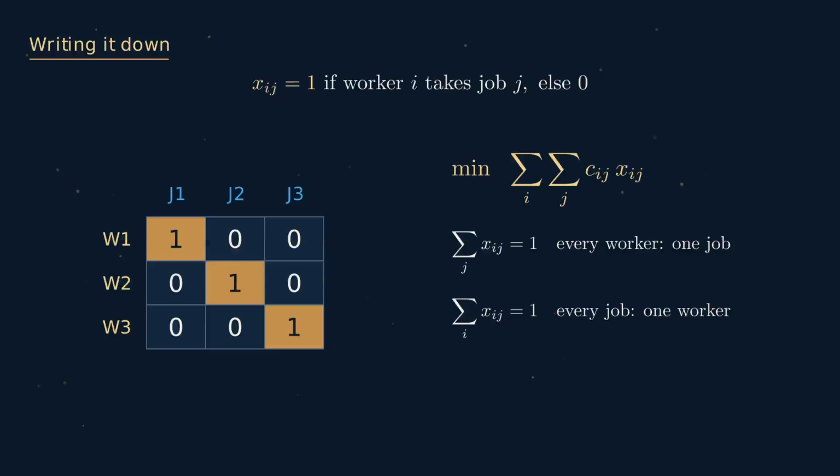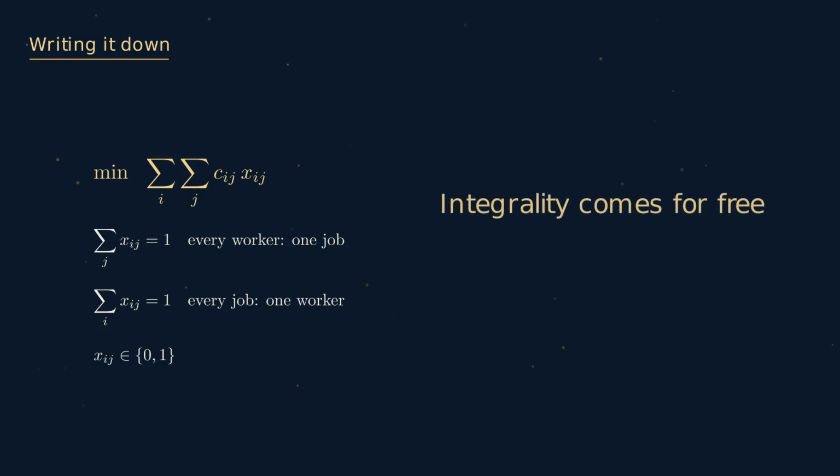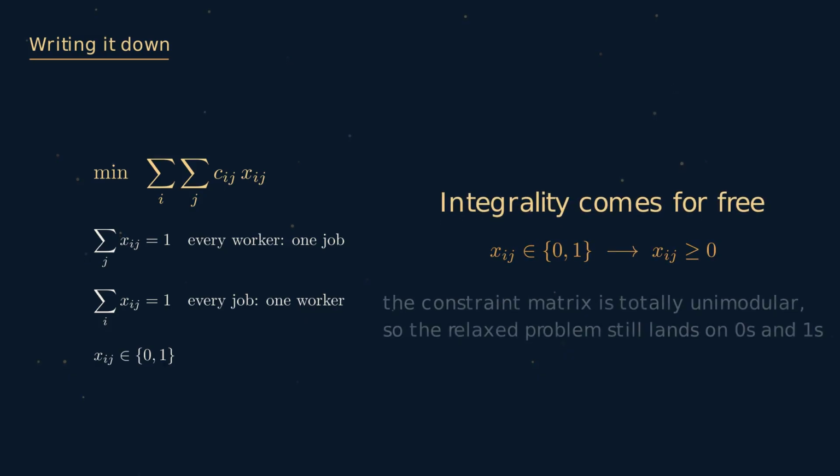Each row of switches adds to 1. Each column of switches adds to 1. And the switches are binary. That last line looks like trouble, because integer problems are usually far harder than continuous ones. Except here it isn't trouble at all.